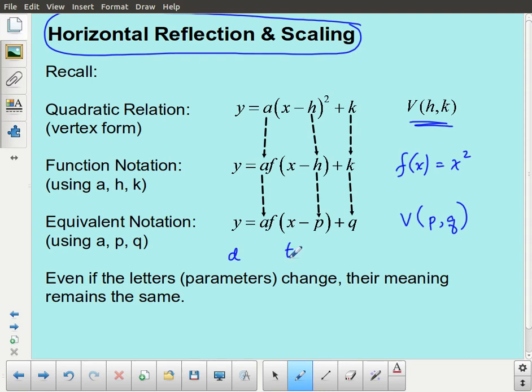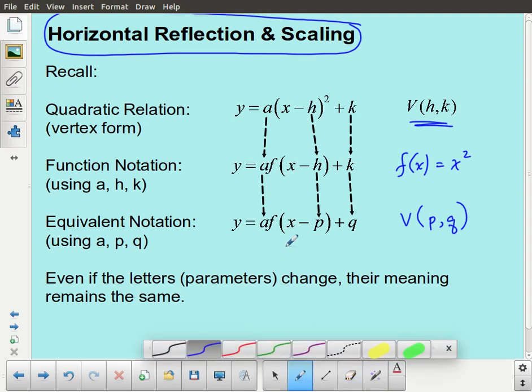It represents the concept of time. The dependent variable is now represented by the letter d, and that's convenient because d stands for distance. So that's all we're doing now with this new way of writing, except for now we're using p and q, for example, as the x and y coordinates of the vertex.